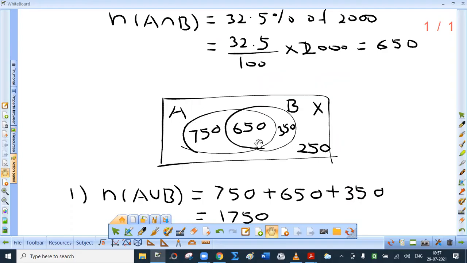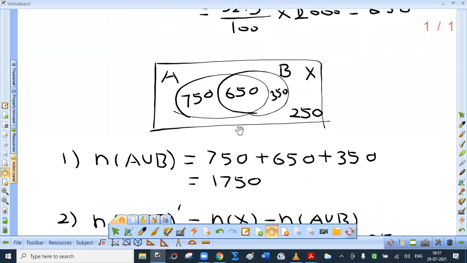Only in A means A minus B. Now this is A intersection B. So it is n of B minus A, 1000 less 650, 350. Total is 1750. So subtract that from 2000 to get 250.